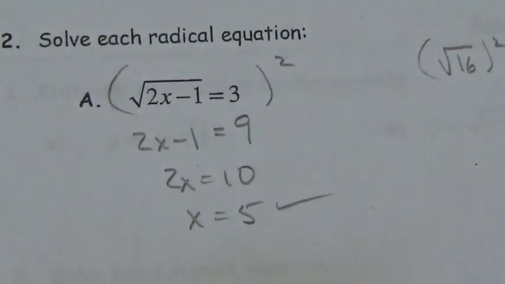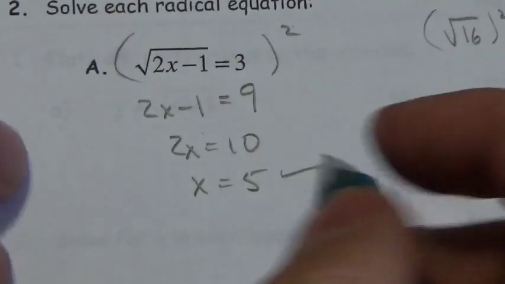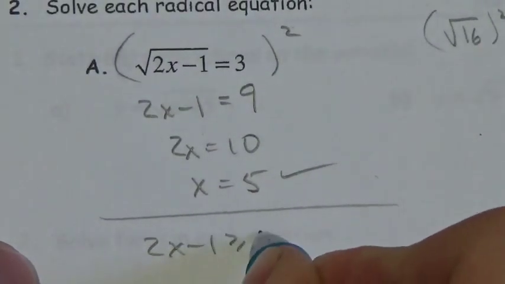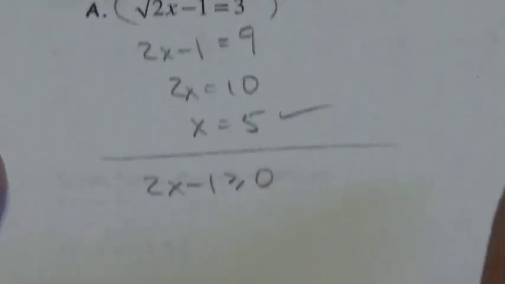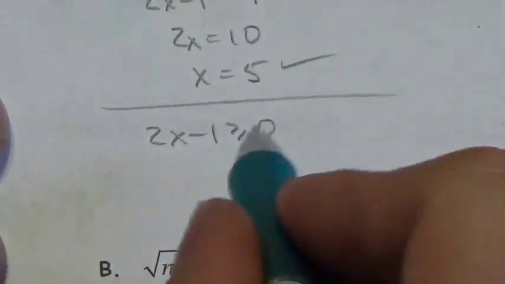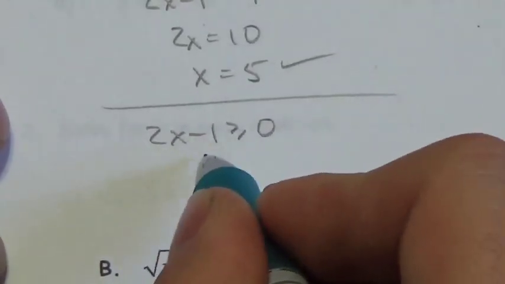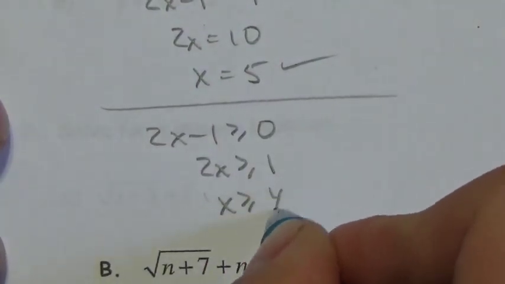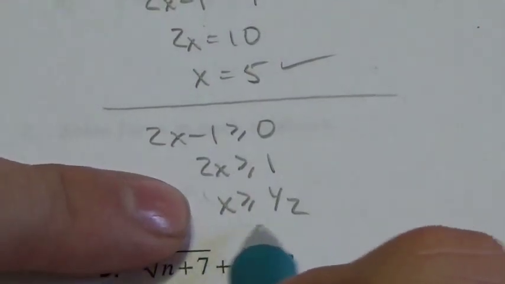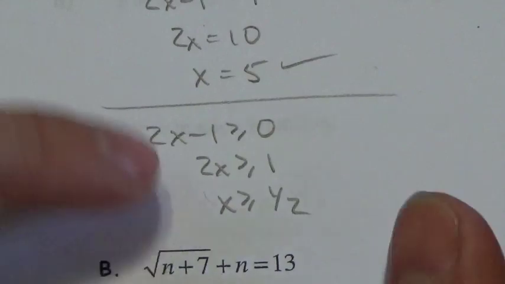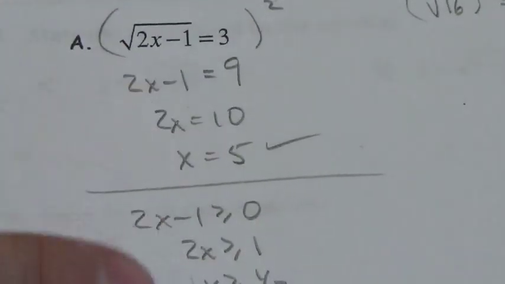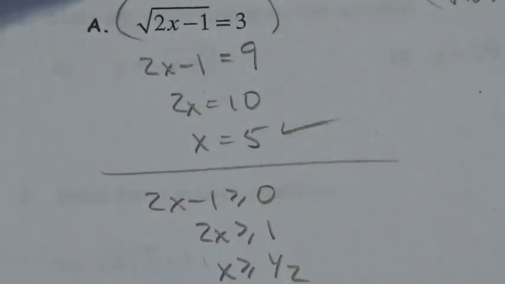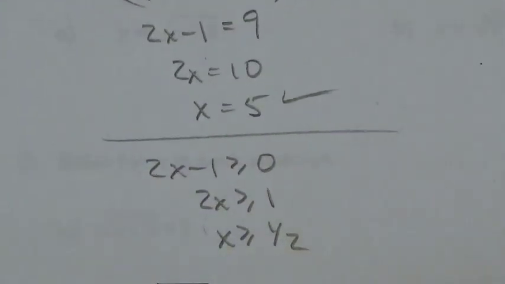That works. The other way of checking this is to look at the restriction. 2x minus 1 has to be greater than or equal to 0. Now if I solve for x here, I add the 1 to both sides and then divide, and I get that my x value must be greater than or equal to a half. Well, is 5 greater than a half? Yes, it is. So again, I know that answer of 5 works.